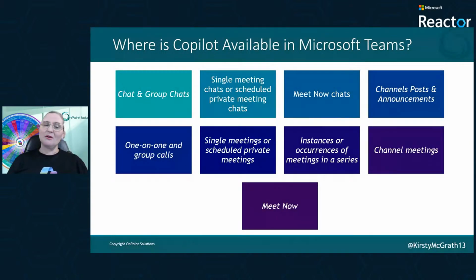If it's a single meeting, like private meetings or channel meetings, and Meet Now, in the actual meeting itself. So when we get in all those single meetings and instances, and not just over in a Meet Now and the chat component of any of these meetings, there are different places that we actually go, both when you're online or once you're away from the meeting afterwards. You'll be able to find Copilot as well.